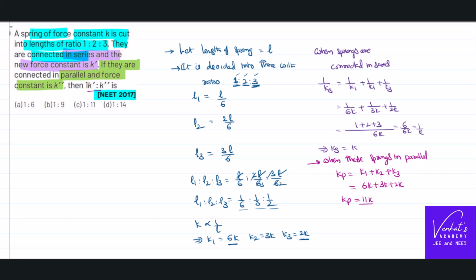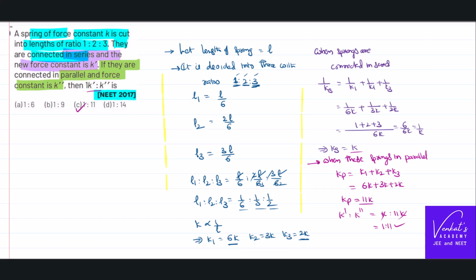Now he wants K dash, that is K series, is to K double dash, that is K parallel. K series is K, K parallel is 11K. K and K will cancel. So the ratio is 1:11. That's the answer for the problem. So it's a very simple problem, a very conceptual problem.